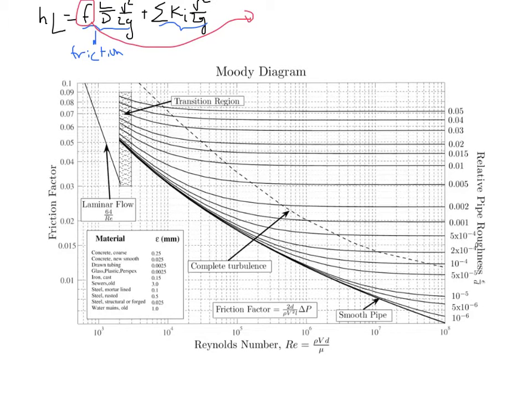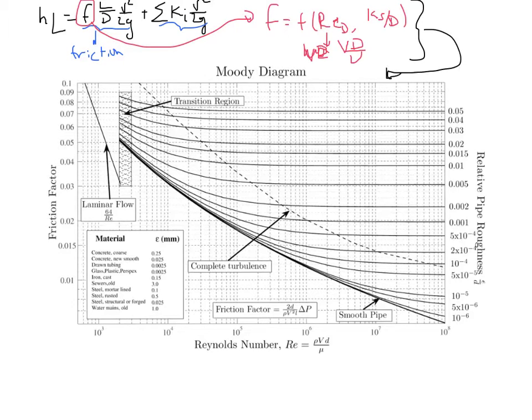Dimensionally, we expect f to be a function of the pipe Reynolds number, which we introduced last time, and a roughness ratio, which I'll write as ks over D. The Reynolds number is V times the pipe diameter divided by the viscosity, and the roughness length is just a length scale. So the method by which we can estimate this function is using the Moody diagram, which is given here on this screen.